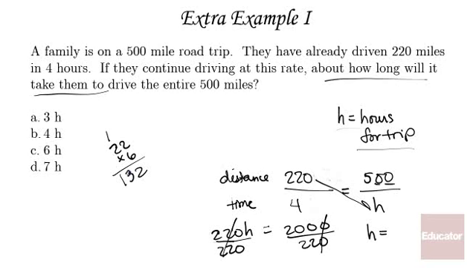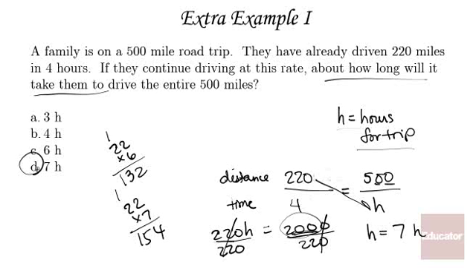that is not going to get me to 200, so let's try a higher value. 22 times 7, 14, 14, 15. And that's going to get me to the closest to 200, and so we're going to say D, about 7 hours.